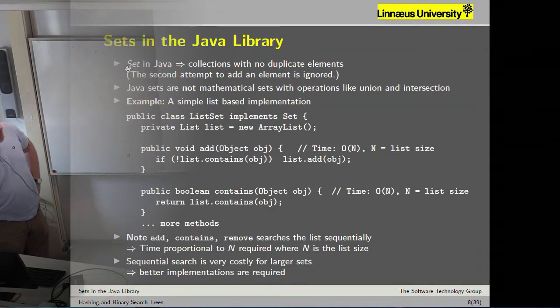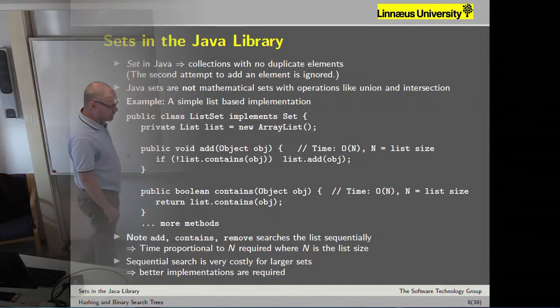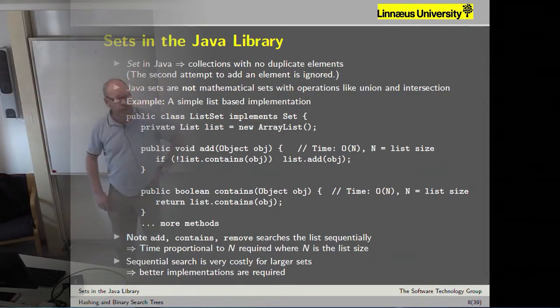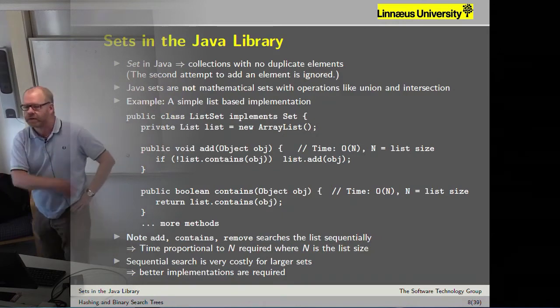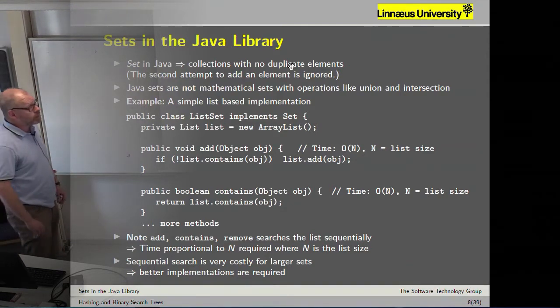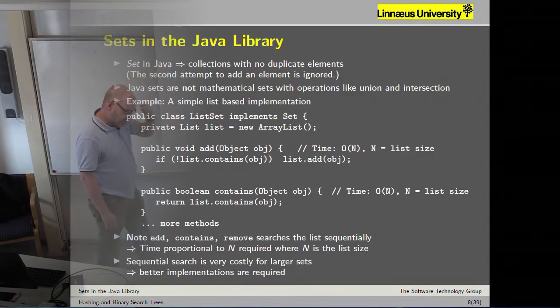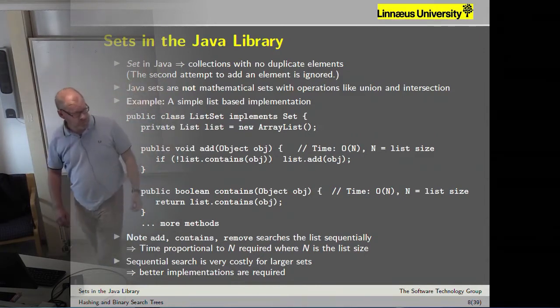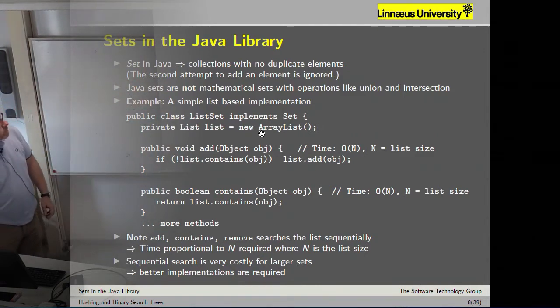So a set in Java is not a mathematical set. A mathematical set we are associating with operations like union and intersection and things like this. Sets in Java are not the same. It's a collection with no duplicate elements, and also I would like to add, we expect lookup to be very fast in sets.